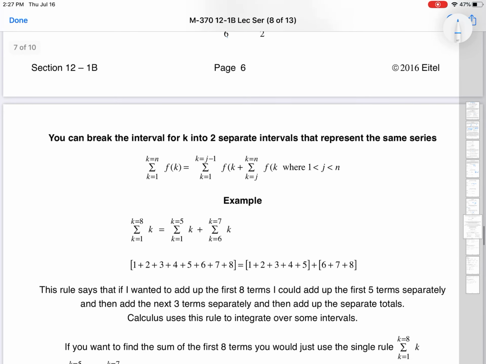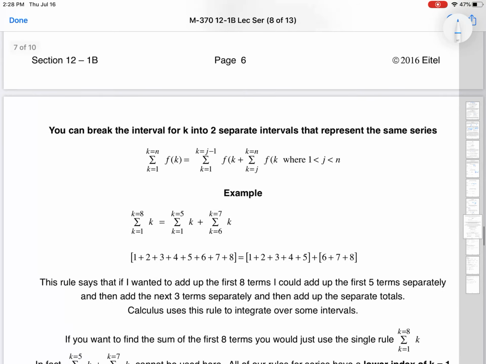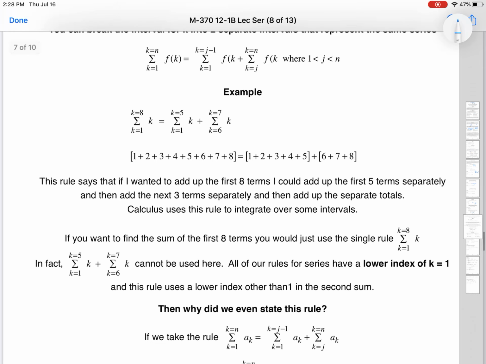You can break the interval into two pieces if you needed to go over a certain amount. So k equals 1 to 8 is k equals 1 to 5 and 6 to 8. That doesn't really show you its power, but it needs to be stated.